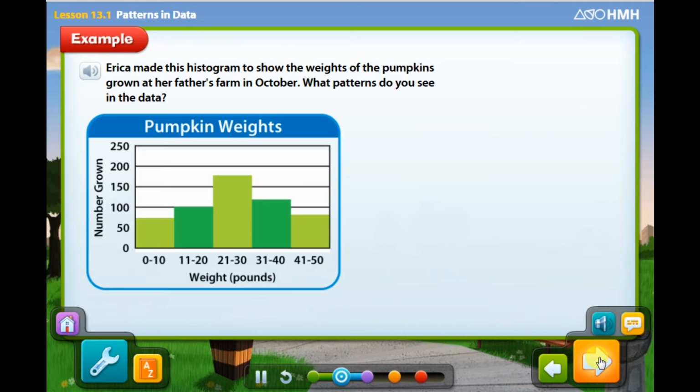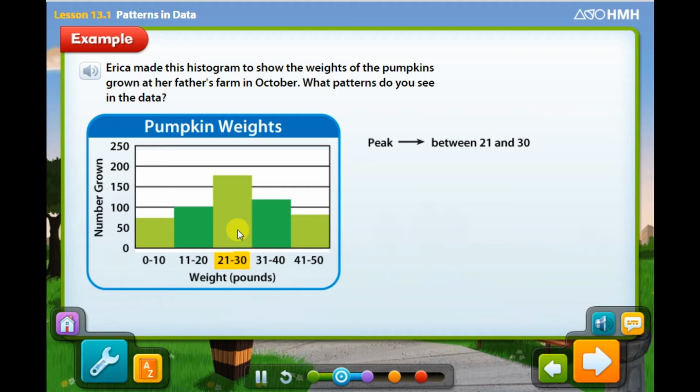Let's analyze patterns in data that are displayed in histograms. Let's read the example together. Erica made this histogram to show the weights of the pumpkins grown at her father's farm in October. What patterns do you see in the data? First, look for peaks in the histogram. What's a peak? A peak is the high point of the graph. Are there any peaks in this histogram? The peak is the top or the highest point in the histogram. Where is the highest point here? Excellent. It happened between 21 and 30. So we have one peak here.